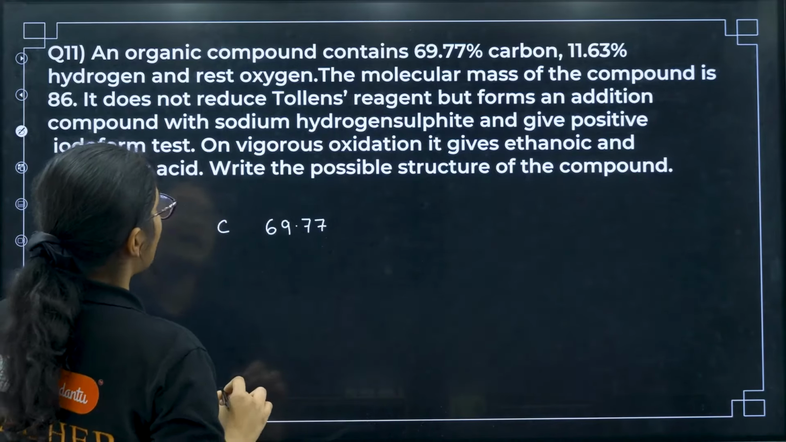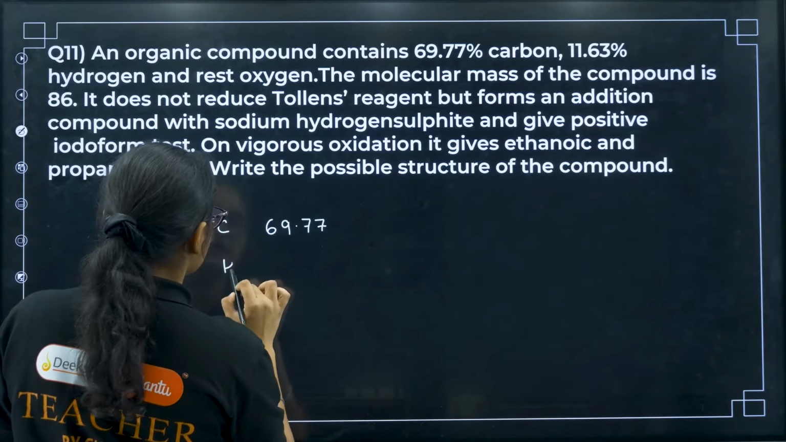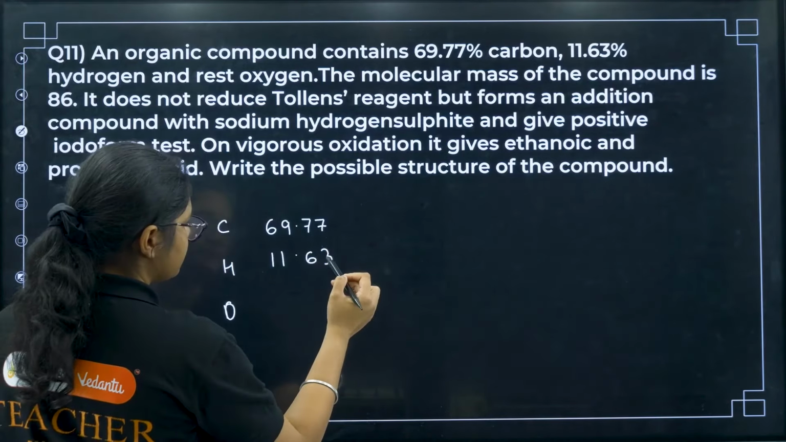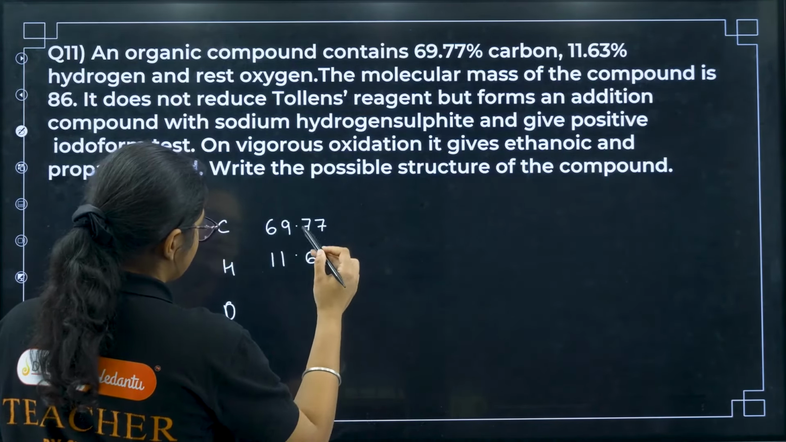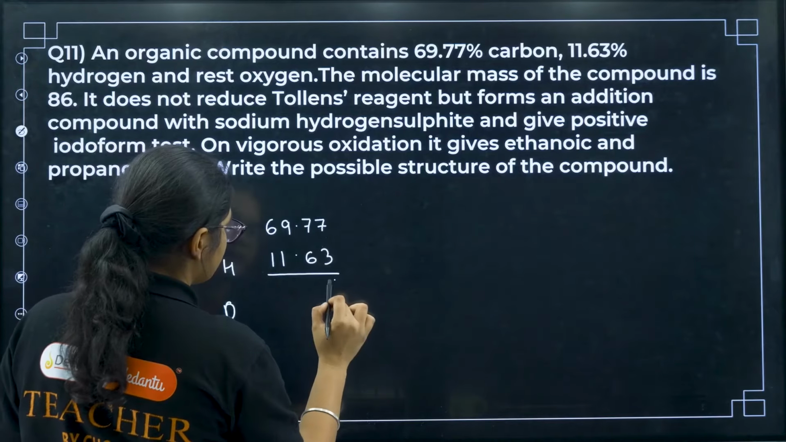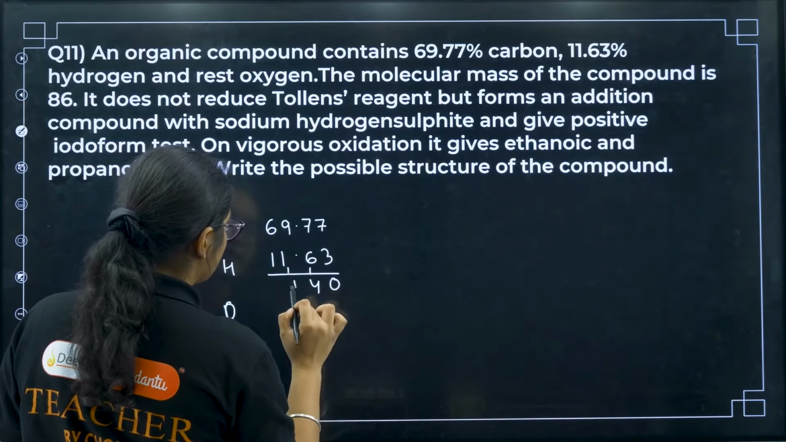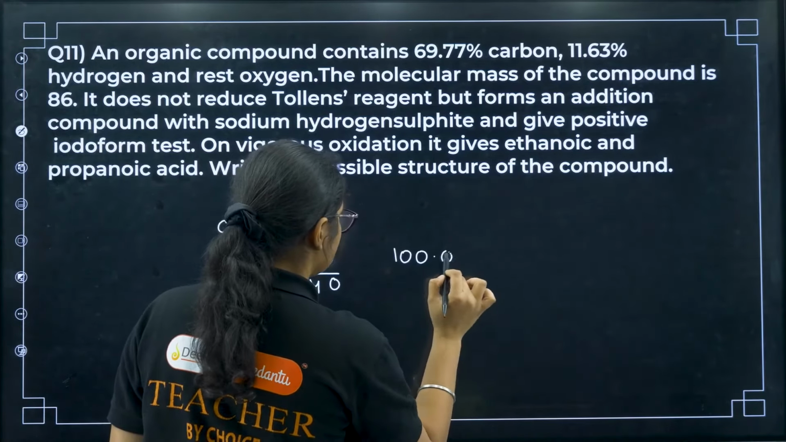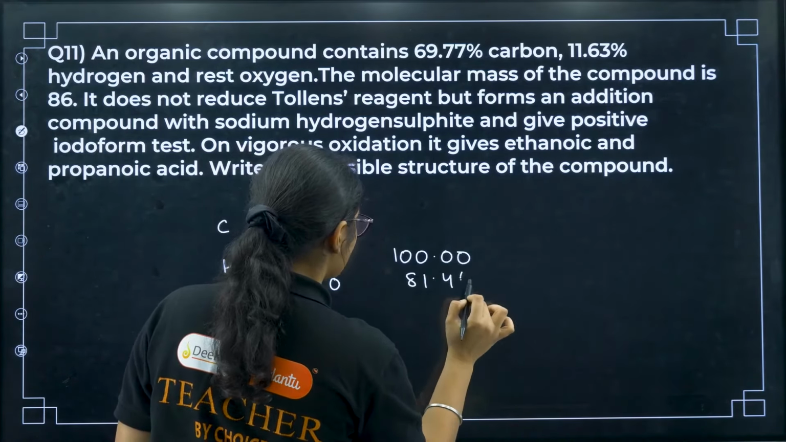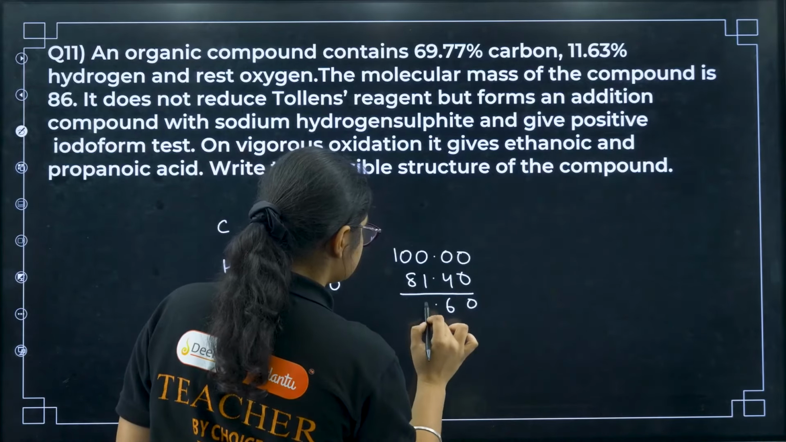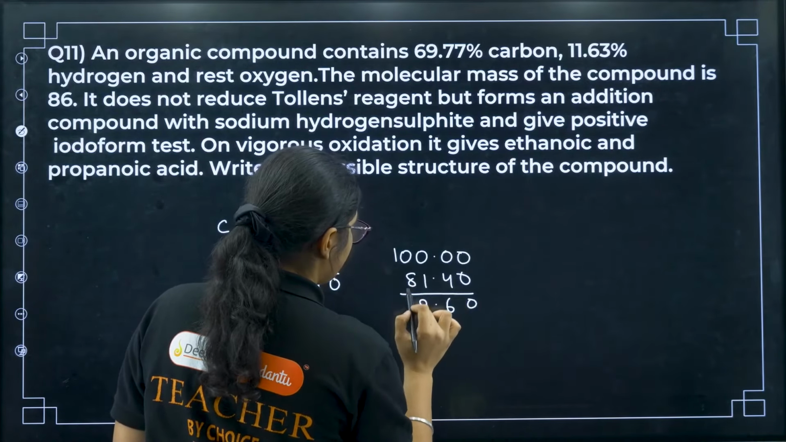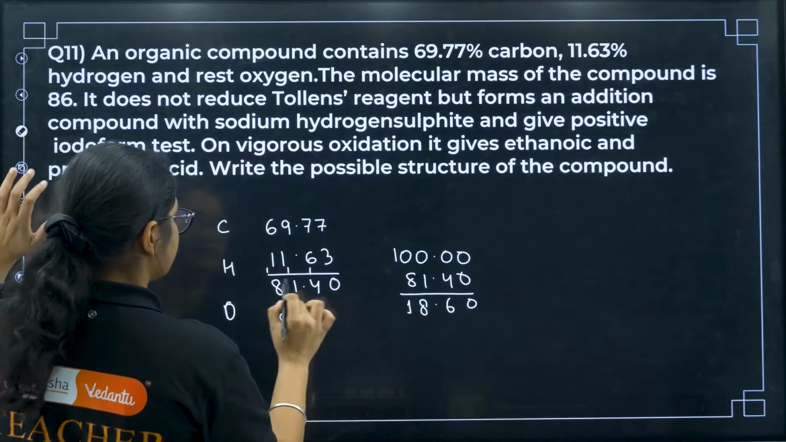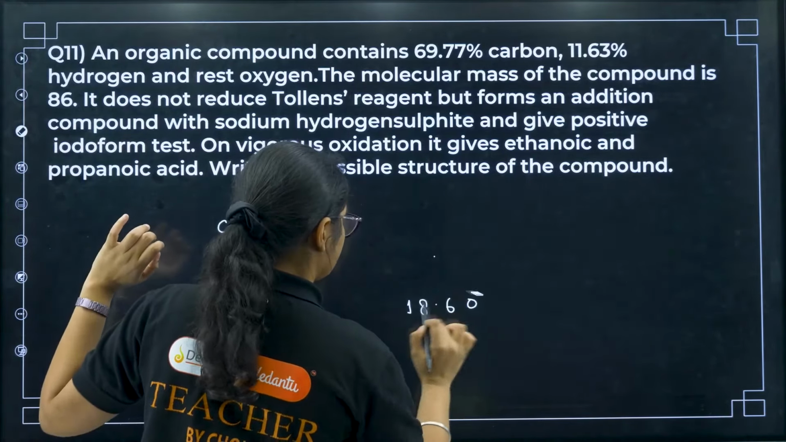69.77, and hydrogen is 11.63. Then oxygen will be: if I add 7 plus 3, 10, 6, 7, 13, 14, and so on, I get 81.4. Now if I subtract from 100, I will get 18.6. I'm just trying it roughly, you can do it properly.